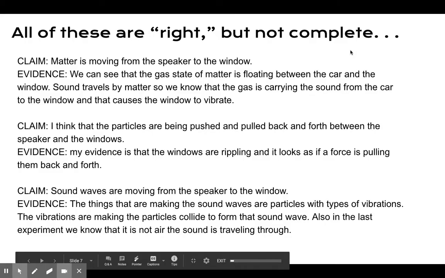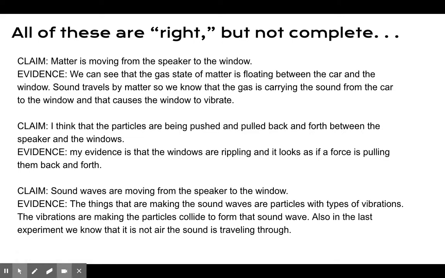Today we're going to start class by looking at some of the things that kids have written in their assignment number 9. All of these are right, but they are not complete. For example, one student claimed that matter is moving from the speaker to the window. When we talk about the truck speaker moving back and forth, this person said that matter is what moves all the way to the window. And you can see their evidence: we can see that the gas state of matter is floating between the car and window. Sound travels by matter, so we know the gas is carrying the sound from the car to the window, and that causes the window to vibrate.